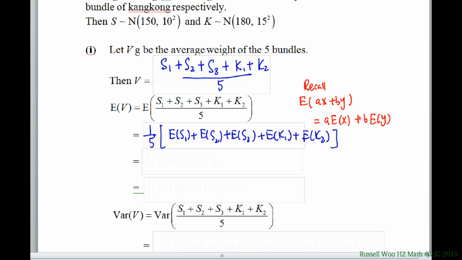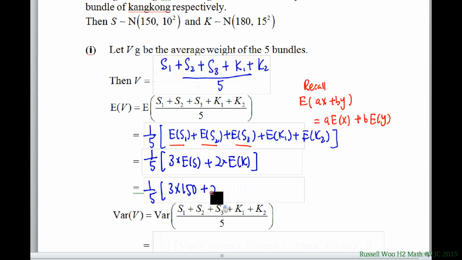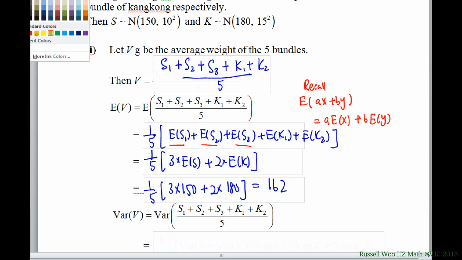Then expected value S1, expected value S2, expected value S3, they are all the same. They are the same distribution. So, it must be 1/5 times 3 times expected value of S plus 2 times expected value of K. Now you substitute all the values in, you get 3 times 150 plus 2 times 180. Then you get 162, the magic number. Not bad. Now we know the expected value of V is 162.